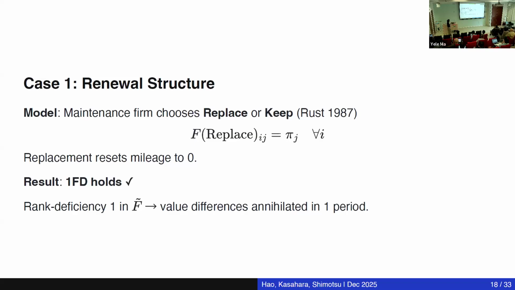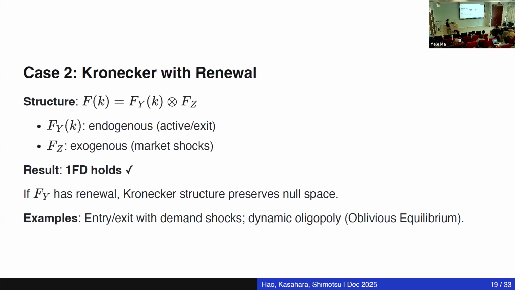So after this, I'm going to do a taxonomy of structures of models I've seen, and I'll show you how each satisfies finite dependence. The first structure is the renewal structure, just like the bus engine replacement problem, where you have one rank deficiency of the F tilde matrix, and in that case, one-period finite dependence is sufficient.